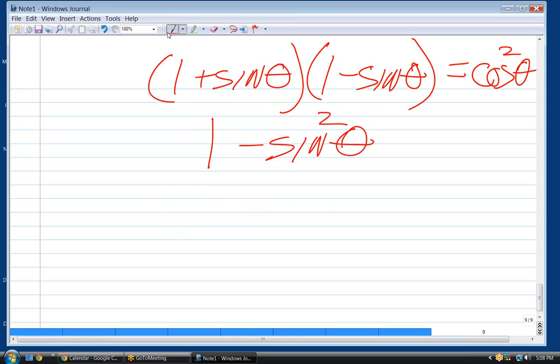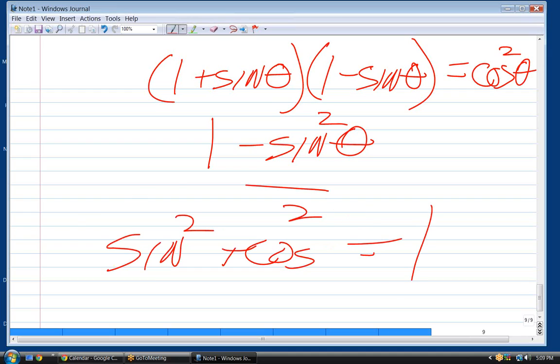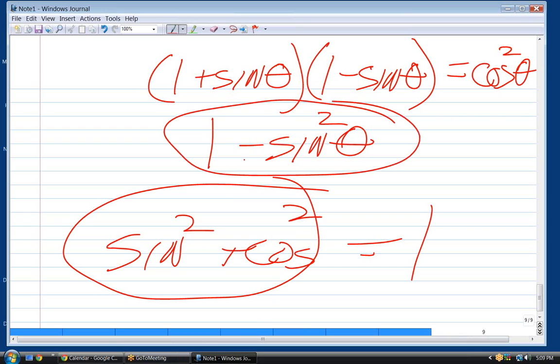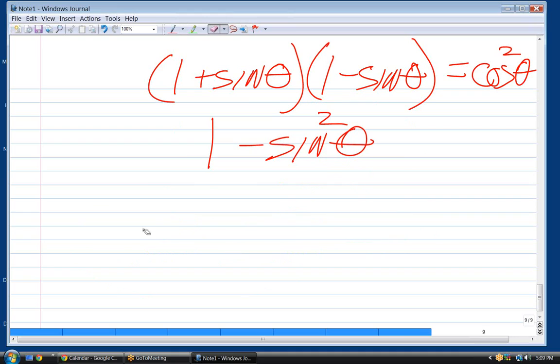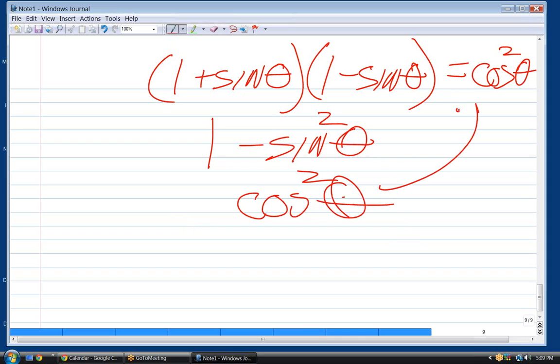Now, your first Pythagorean trig identity is sine squared plus cosine squared equals 1. You rarely see it like that. The place you're more likely to see it is this. Isn't 1 minus sine squared just cosine squared? Yeah, it's the algebraic manipulation of this. So I can replace that with cosine squared. Mission accomplished.